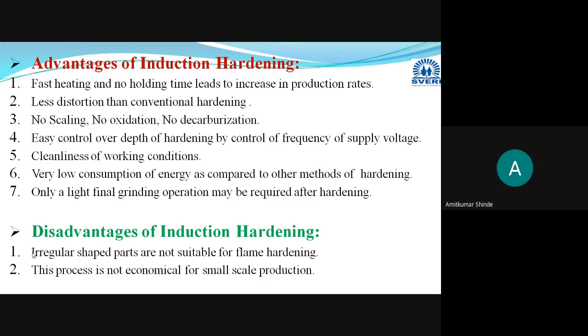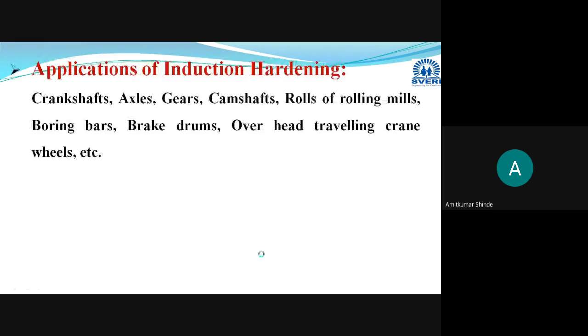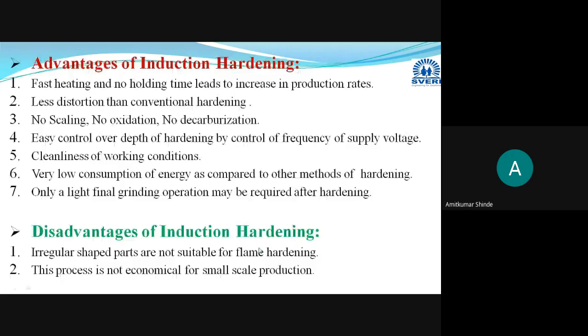Then the disadvantages are very much similar to flame hardening. If an irregular shaped component is there, it is not suitable. Okay, by mistake I have written flame hardening here. This is induction hardening.